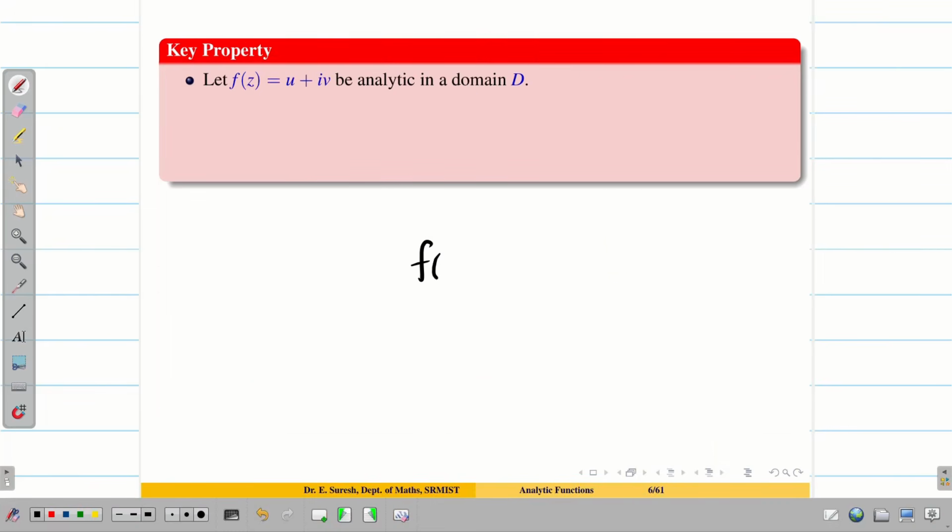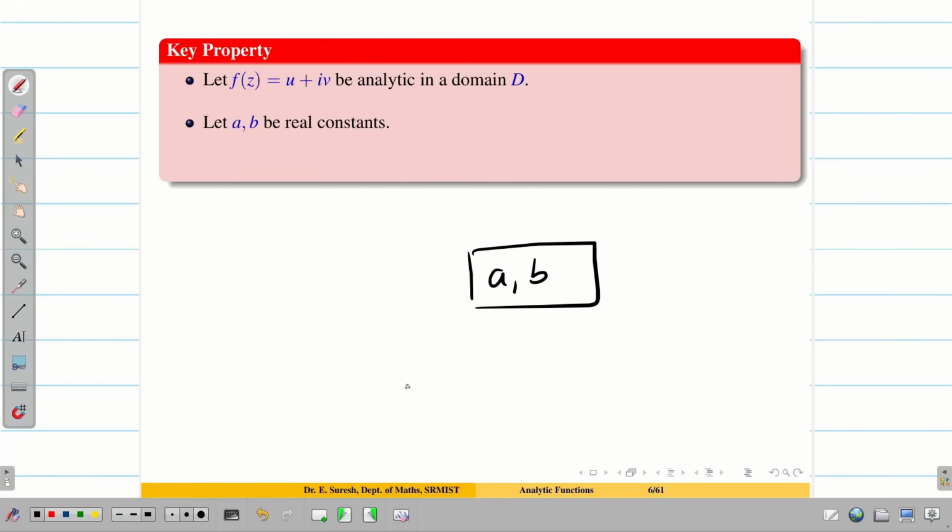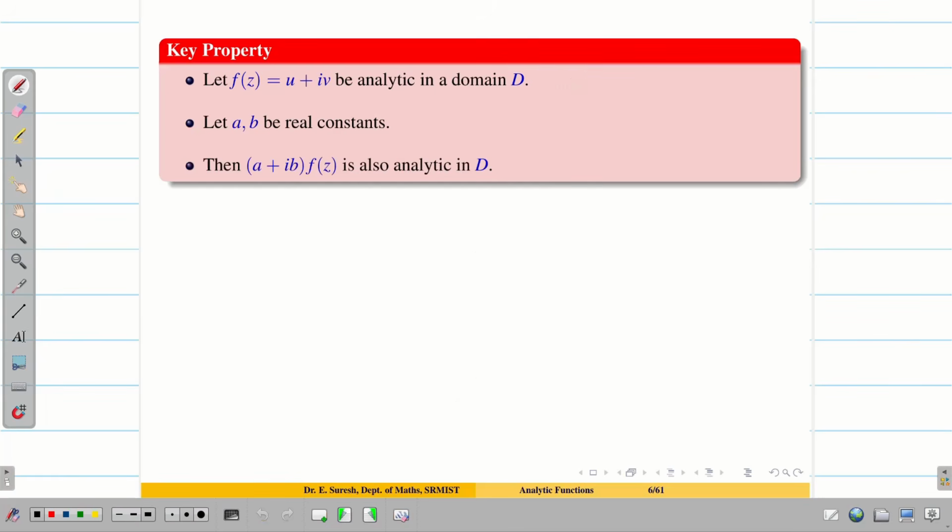Suppose the given function f of z equals u plus iv is analytic. Now we take any real constants a and b, then I can form a complex number a plus ib. If I multiply this a plus ib with the analytic function f of z, I'll get another function. Let me take this as capital F of z. If f of z is analytic, then this capital F of z is also analytic.